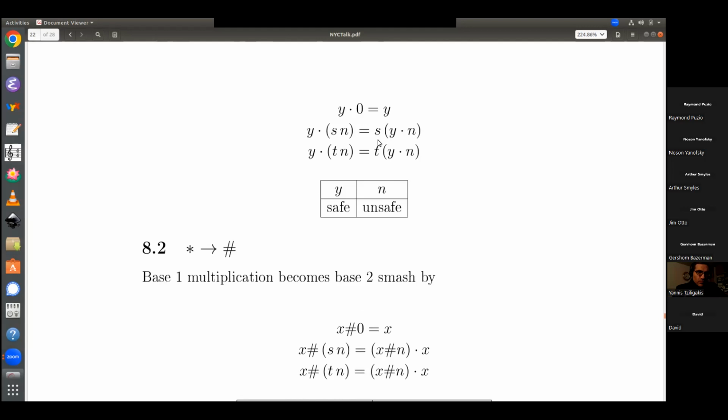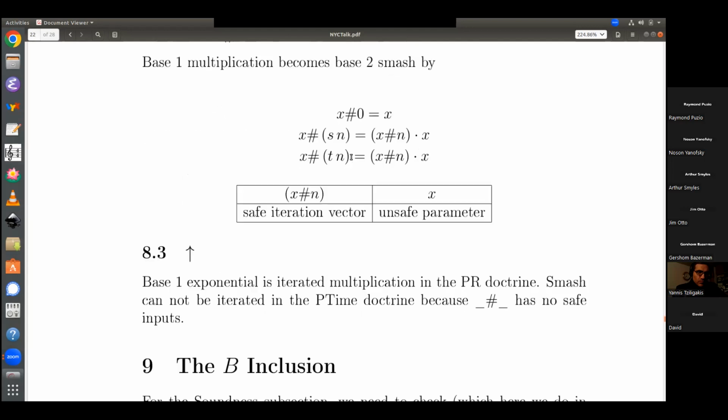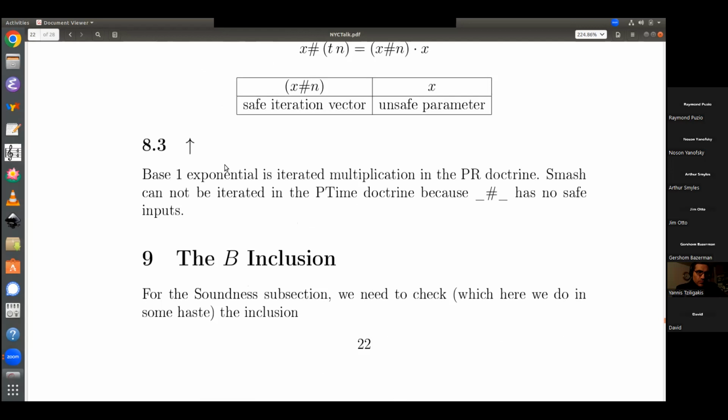An important thing here is that the parameters I used here are safe. So that concatenation, this input is unsafe, but this one is safe. So that allows me to use it in another safe recursion. So that allows me to define smash. But at this point, all of its inputs are unsafe. So unlike in primitive recursion, I can't go farther. In primitive recursion, I could iterate multiplication and get exponential, which would be fatal for PTime, but I can't do that here because there are no safe inputs.